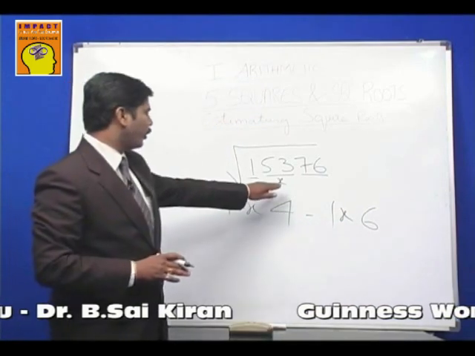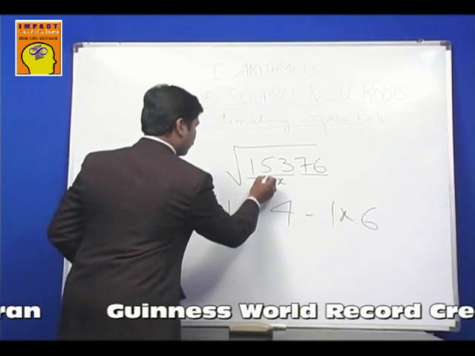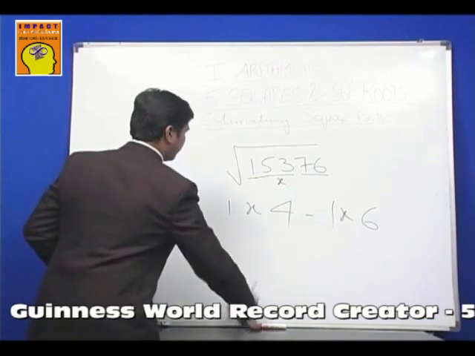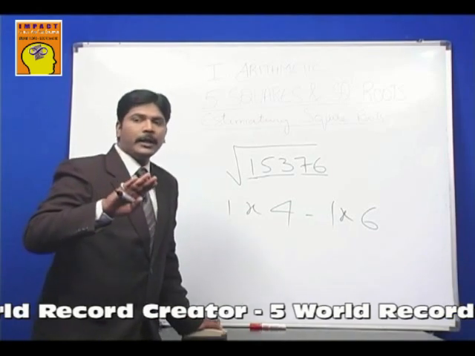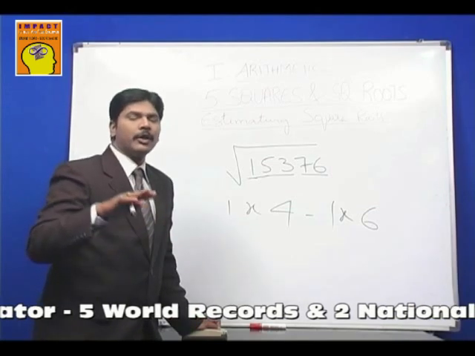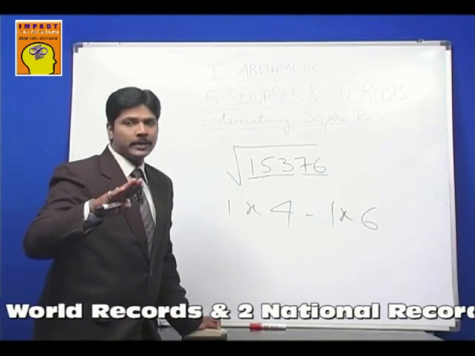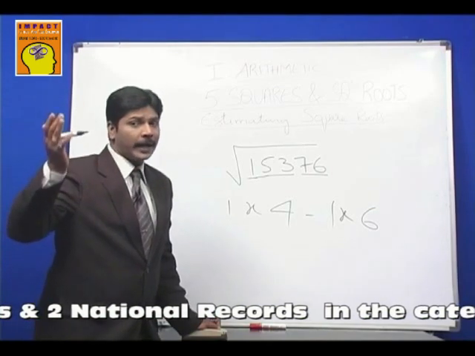Now how do you find that x? Very simple. Just group these 2 numbers, connect these 2 numbers. Now find the square root of 153. What number into what number makes 153? It will be 12. So 12 12s are 144 and 13 13s is 169, and that's too high.